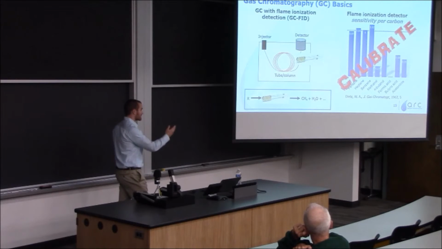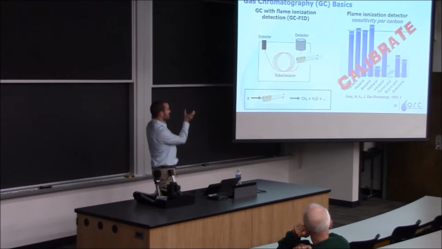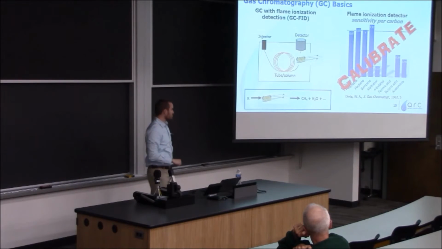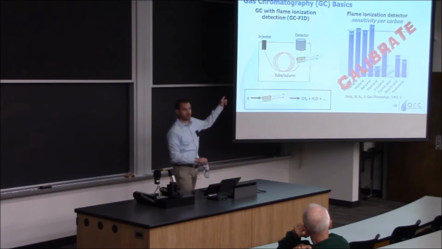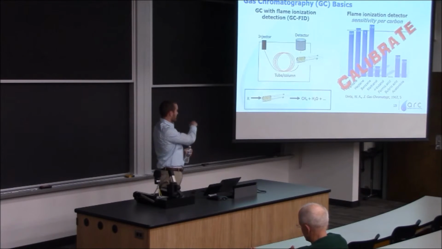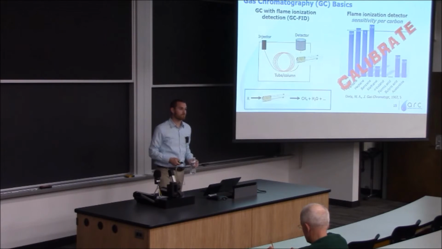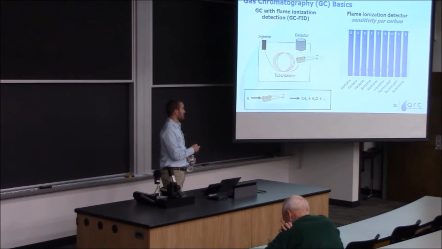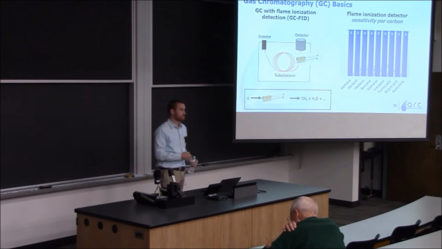Now what Paul and his students realized was that if you put a tiny reactor, so this is a picture of that Polyarc, if you put a tiny reactor after the column but before the detector, you could convert everything into methane before reaching the detector. And what that means is that all of your responses are going to be one. They're all going to be the same because you just have methane going to the detector.